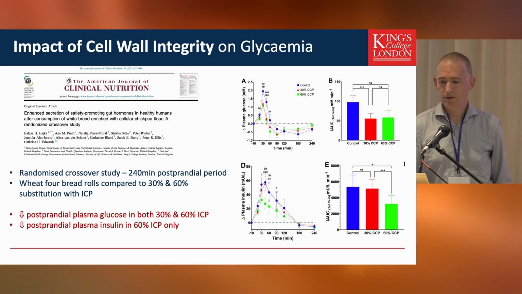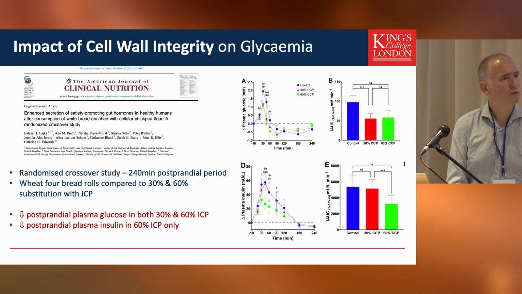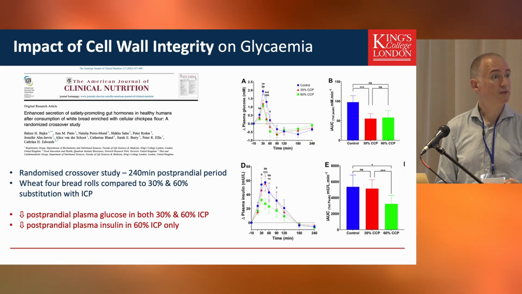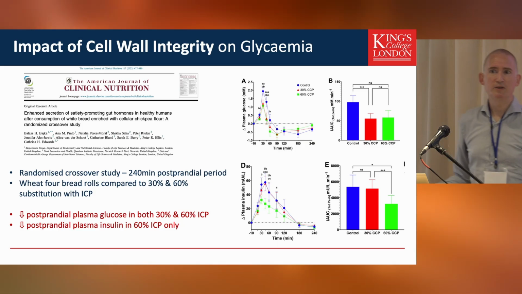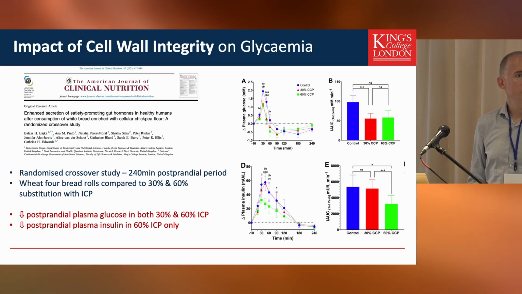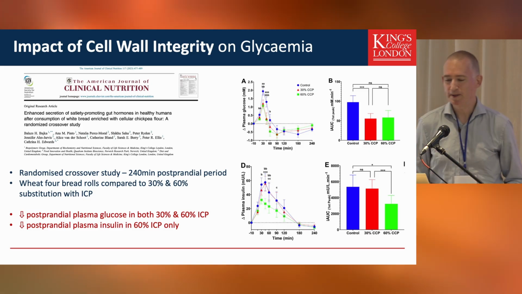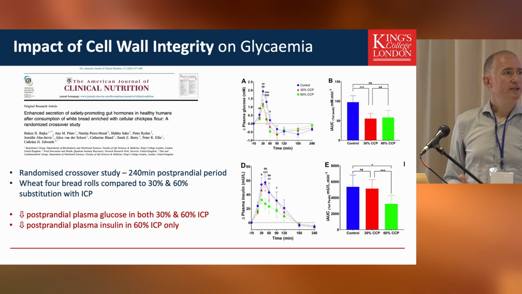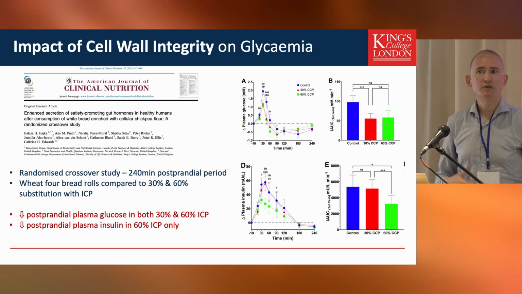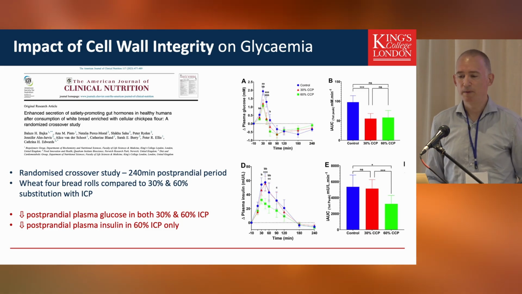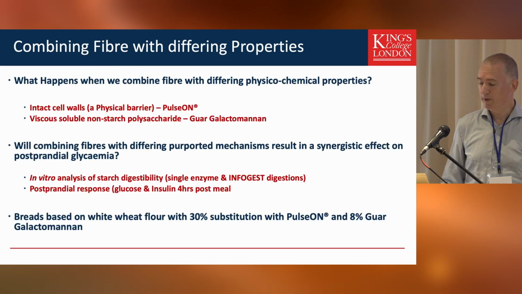However, interestingly, we only saw a significant reduction in plasma insulin at the very high dose of 60%. Now, that's great from an experimental perspective, but eating a bread roll that's made out of 60% chickpea cells was tough for our volunteers, shall we say. So this is what led Peter and I to the idea: is there potential for looking at synergistic effects of different fibres with different chemical and physiological mechanisms?